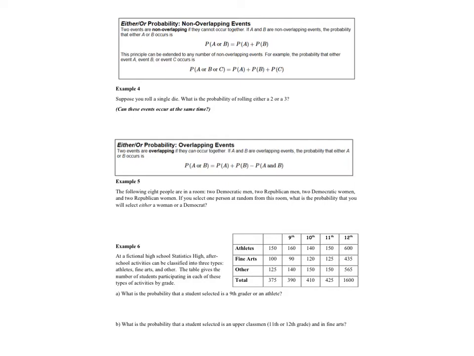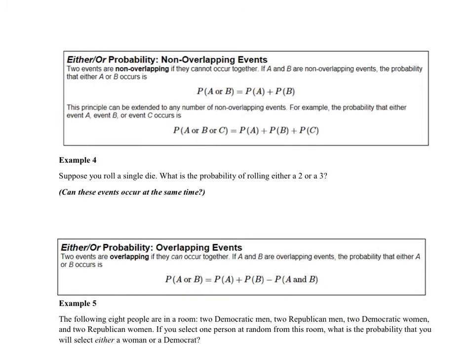A person belonging to the Democratic Party or the Republican Party. You can't belong to both. You're in either group. When that occurs, we also refer to these as disjoint events. So you may see the word disjoint. If events are disjoint, that means they cannot occur at the same time.